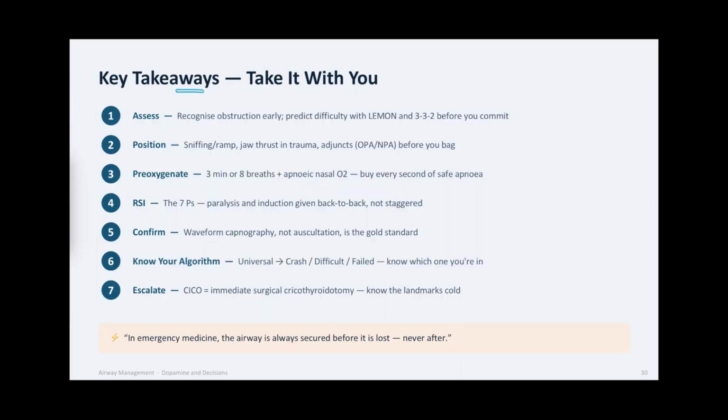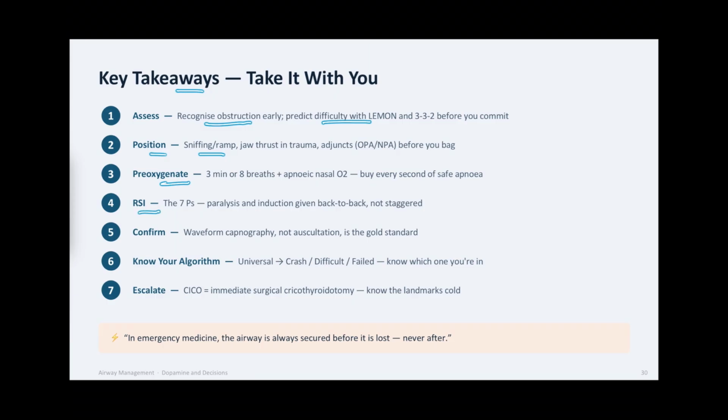Key takeaways. Let's finish with the principles that I want every emergency clinician to remember. First is recognize airway compromise early. Don't wait until the airway is completely obstructed. Predict difficulty before you administer the paralysis and use the LEMON mnemonic every single time. Next is master the basics. Excellent positioning, use of airway adjuncts, bag mask ventilation, and pre-oxygenation prevent many difficult airways from becoming disasters.